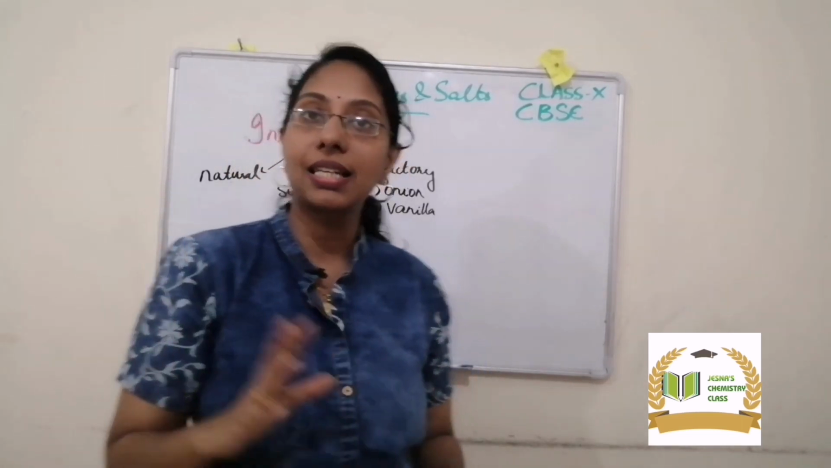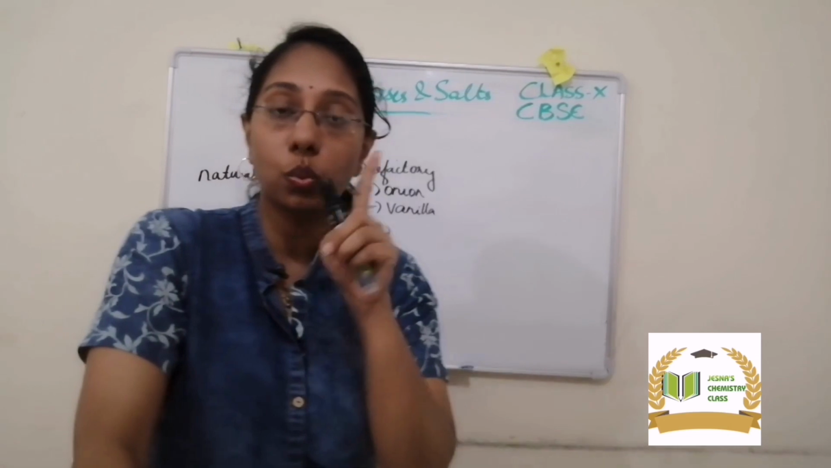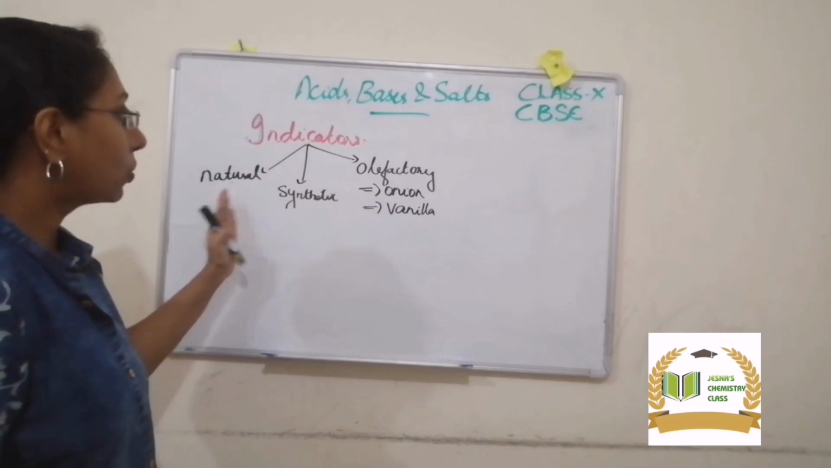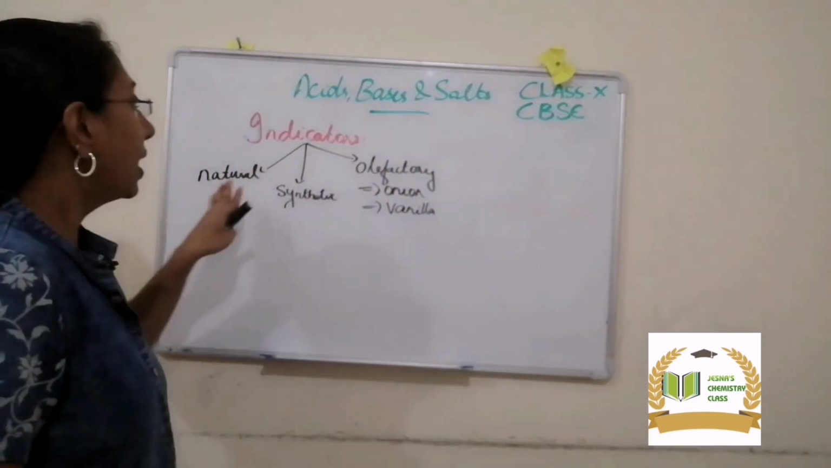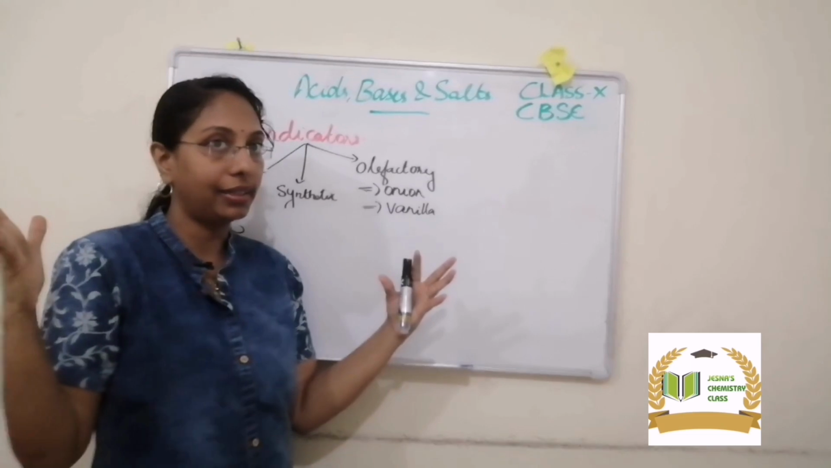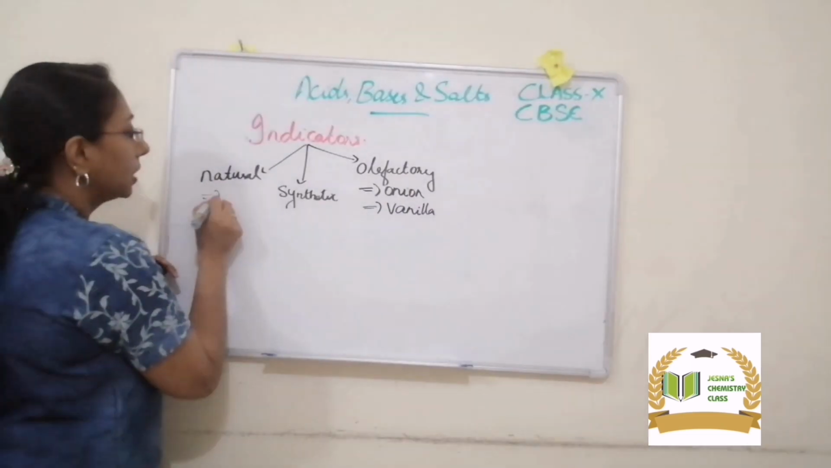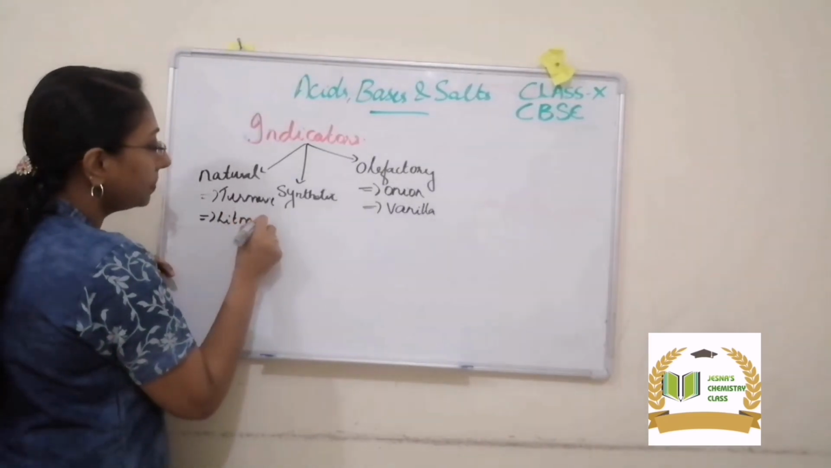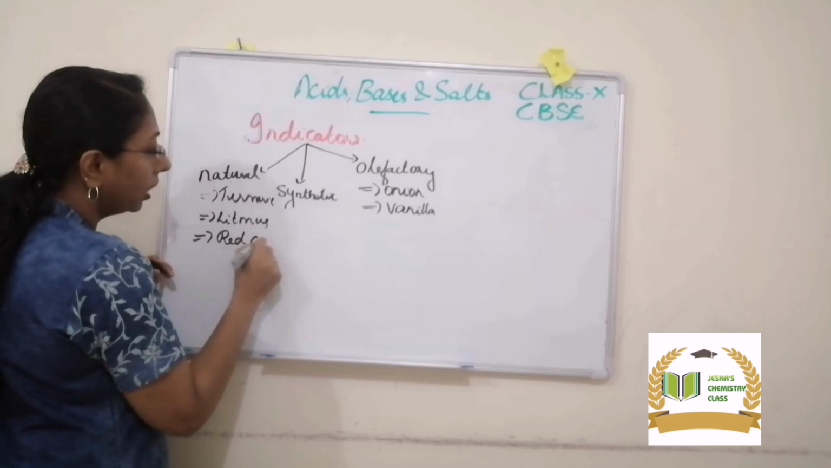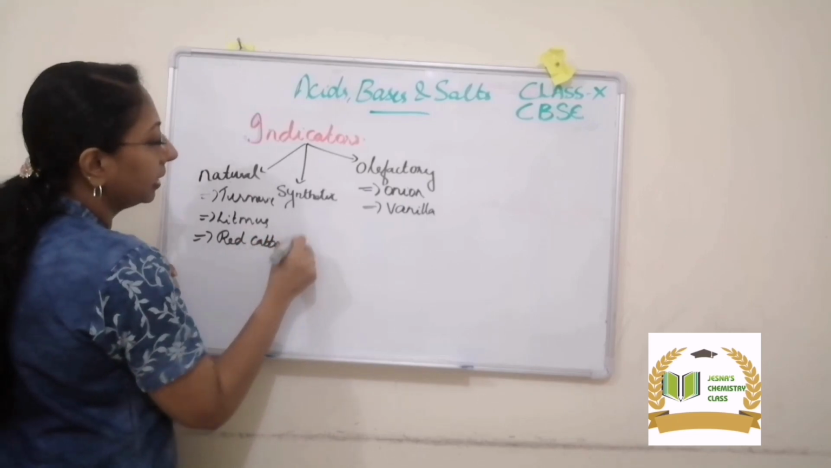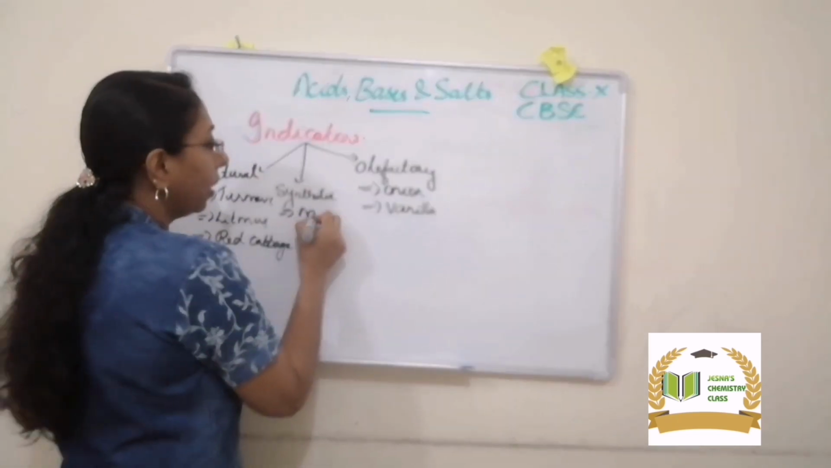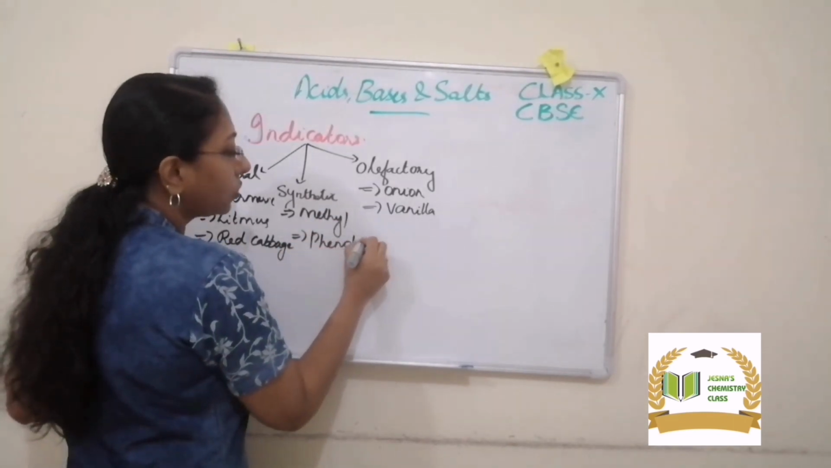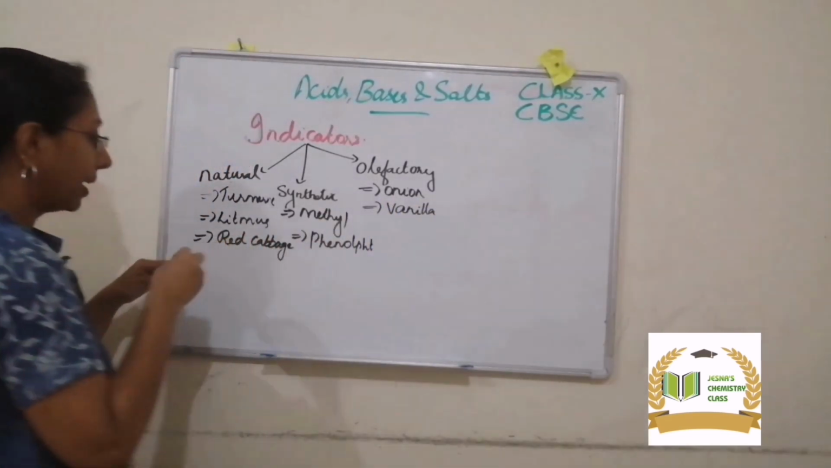Clear? So today we have discussed indicators. Indicators are those which are used to identify whether something is an acid or a base. There are natural, synthetic and olfactory indicators. Natural indicators are those which are present in nature, for example turmeric, litmus, and red cabbage. Synthetic indicators are methyl orange and phenolphthalein. And olfactory indicators are onion and vanilla.